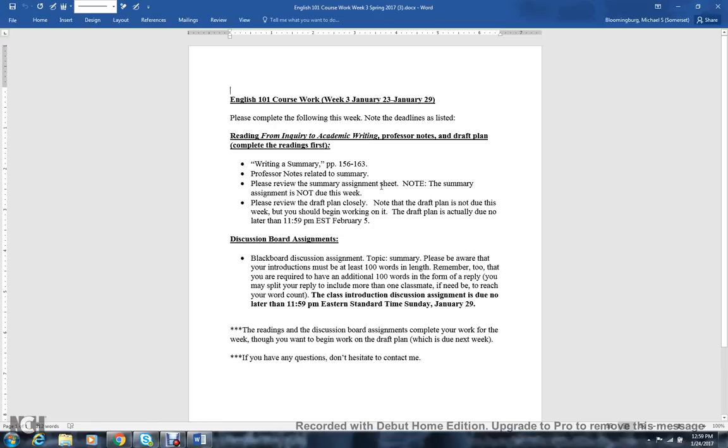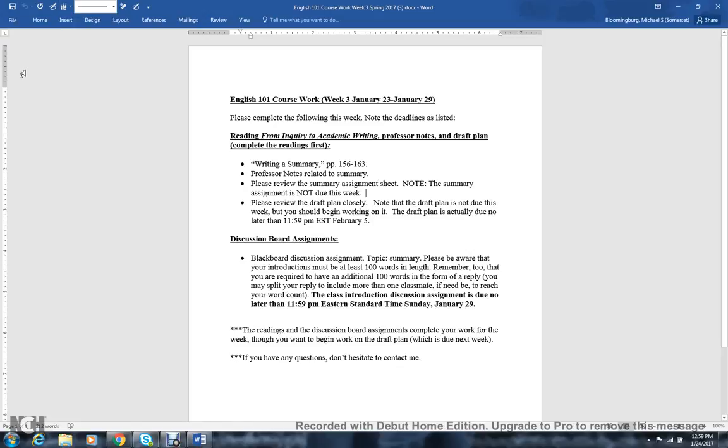Then there is the assignment sheet, and please note, and I want to really emphasize, that the summary is not actually due this week. Again, the summary is not due. Neither is the draft plan. It's due next week, but I want to make sure that you have a chance to look at them and perhaps get a jump start on those.